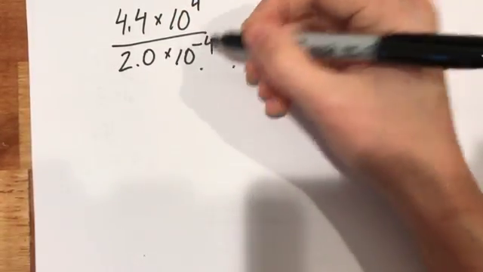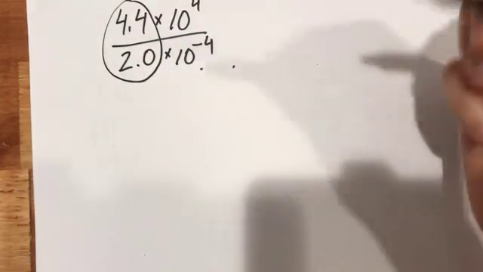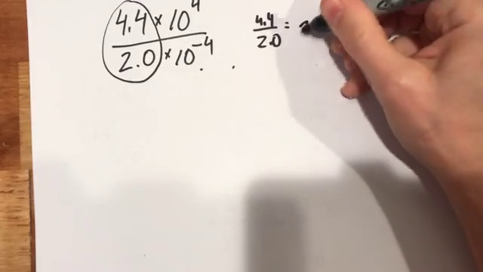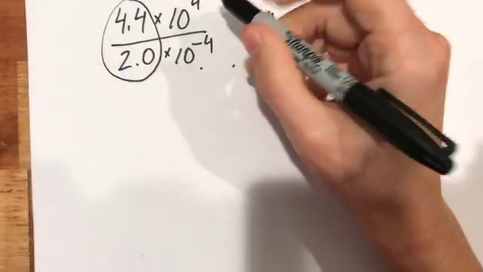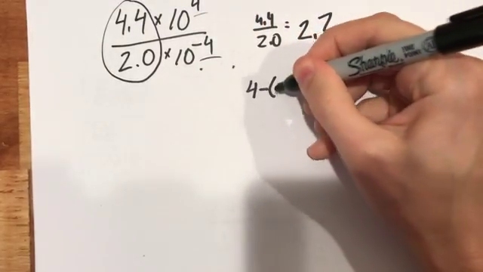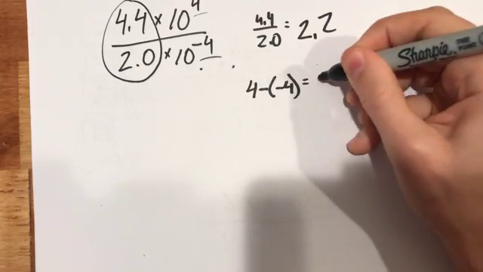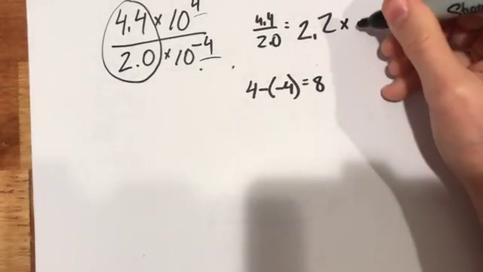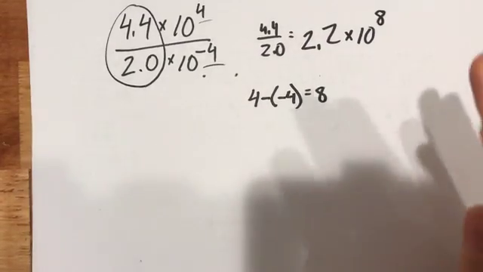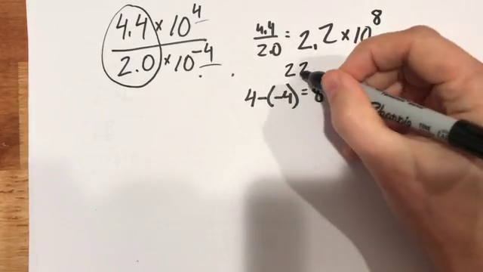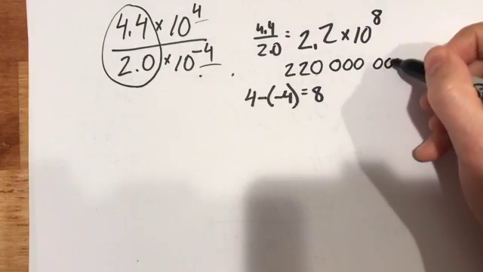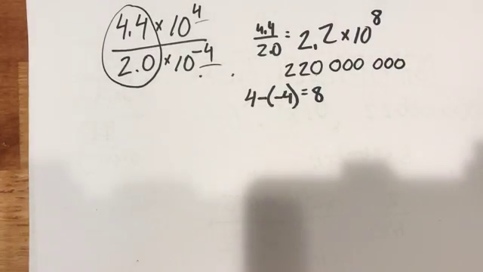to the negative fourth, if I divide my mantissas, 4.4 over 2.0 gives me 2.2. And then if I'm dealing with these exponents, that's 4 minus a negative 4, that adds together to give me 8. So the correct answer should be 2.2 times 10 to the 8th. And if I write that out, that would be 2, 2, 0, 0, 0, 0, 0, 0, 0. Okay, so that's the correct answer.